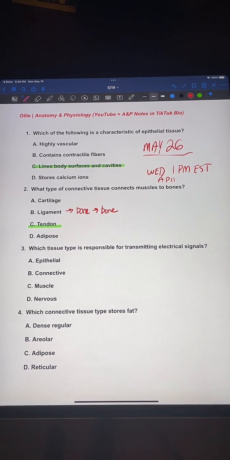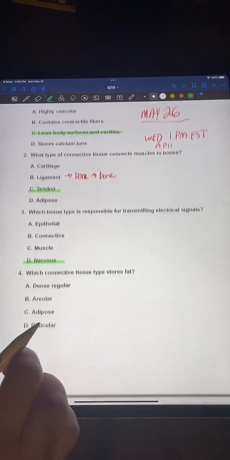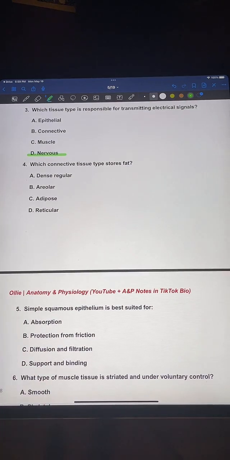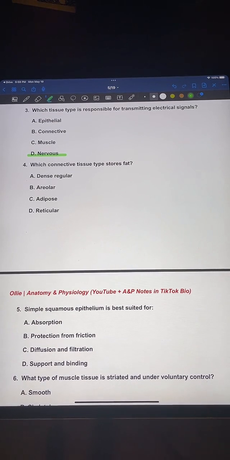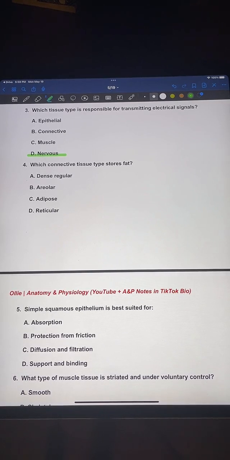Number 3, which type of tissue is responsible for transmitting electrical signals? The answer is nervous tissue. So in the nervous system, we have our neurons that conduct our electrical impulses. Epithelial, we talked about earlier, that's going to line surfaces. Connective supports and binds structures. Muscle responds to signals, yes, but it does not transmit them. Number 4, which connective tissue type stores fat?